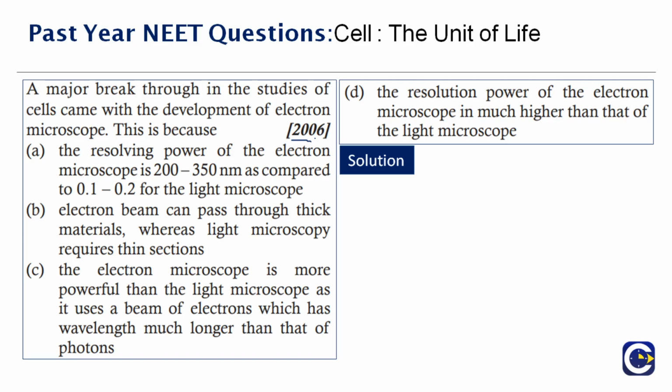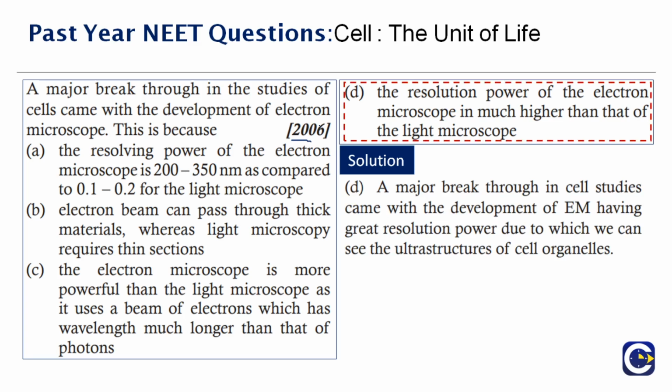So this electron microscope, if you see, uses a beam of accelerated electrons as a source of illumination, so that we can see the ultrastructure of many subcellular organelles. Therefore, the correct answer to this question is option D. The resolution power of the electron microscope is much higher than the light microscope. The light microscope is the one that we use in all schools and colleges.